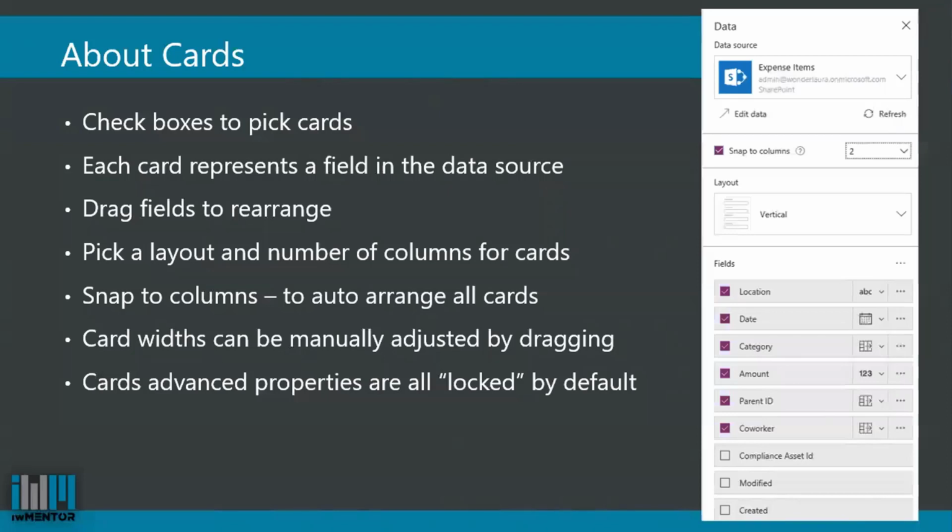Again, you can check the boxes. Each one represents a field. You can drag them around in this little list of cards that you see on the screen, and you can drag them around on the form within the form control itself. You can drag them to adjust their widths, and the advanced properties are all locked by default. The little lock that you're going to see is when you go to the advanced tab in properties. It's really just their way of making you understand that once you click unlock, you're customizing that card away from whatever the defaults were.